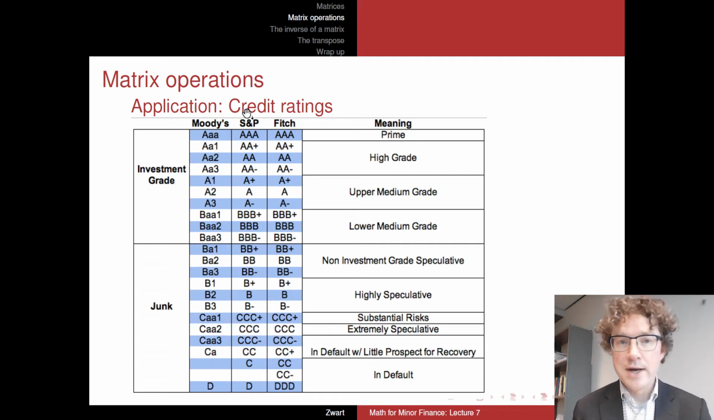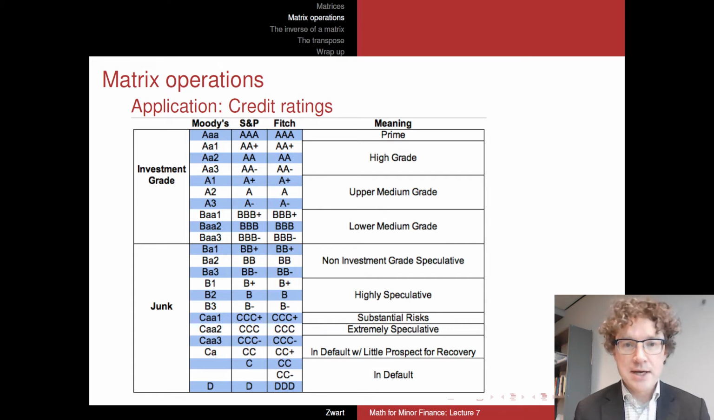So let's go to an example actually, or an application of a matrix multiplication. I have here a finance application which is related to credit ratings. You might know that there are these different agencies which are called credit raters. Moody's and Standard and Poor's are very well known, and Fitch is another one which is fairly big.